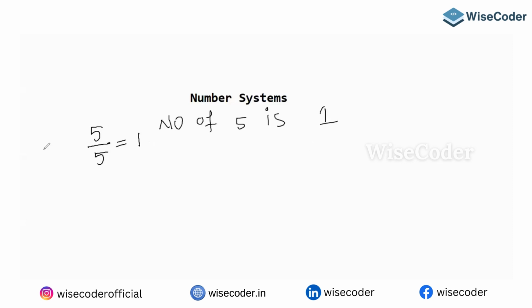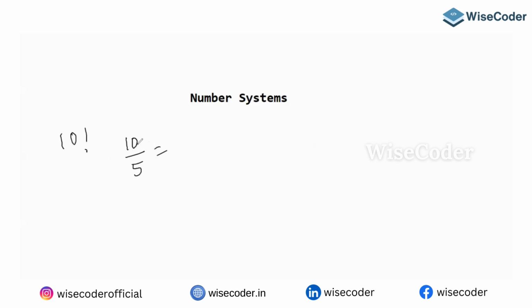Take 10 factorial. How many fives are there? Divide 10 with 5. How many times does it go? 2 times. You can say there are 2 fives.